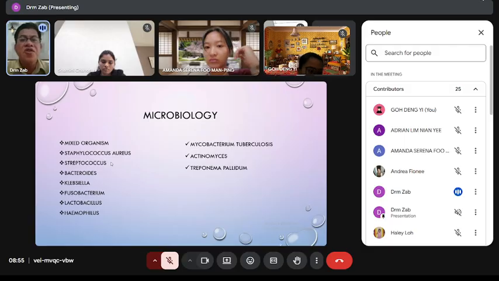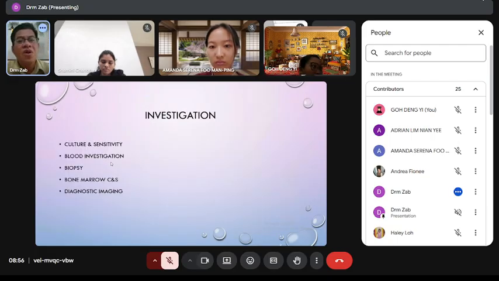So you have to remember the different types of bacteria. We're talking about specific bacteria, only three in concern: Mycobacterium tuberculosis, Actinomyces, and Treponema. For acute and chronic osteomyelitis, the most common bacteria involved is Staph aureus, and the rest are Streptococcus, Bacteroides, and Klebsiella. So what are the investigations that need to be done?